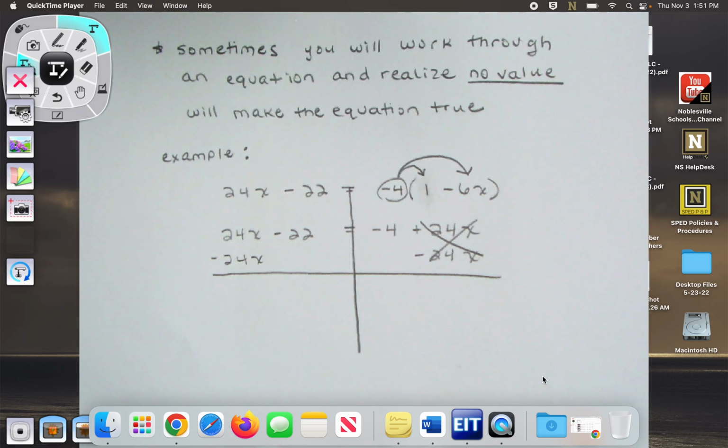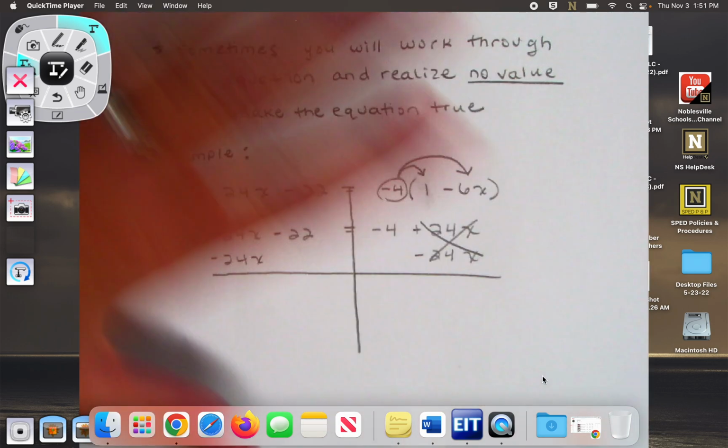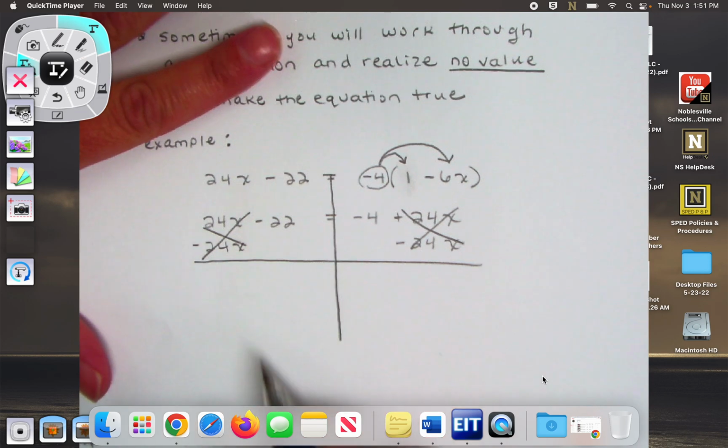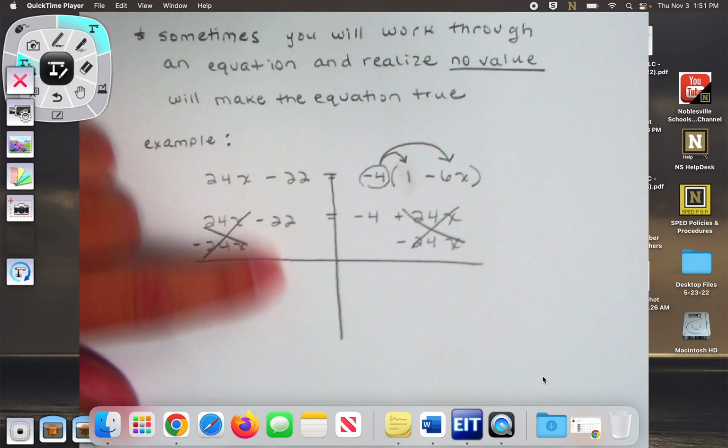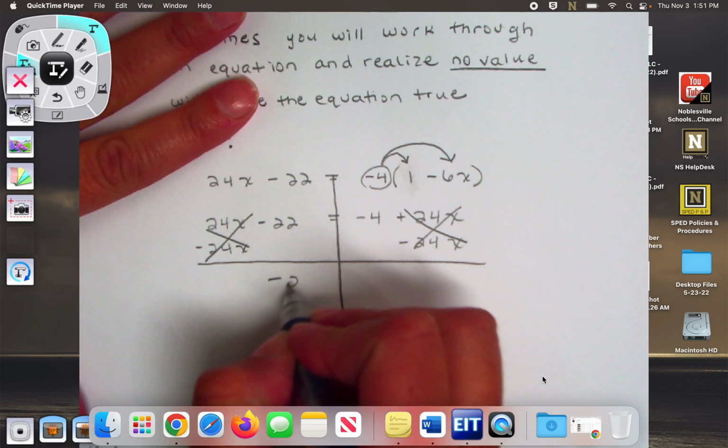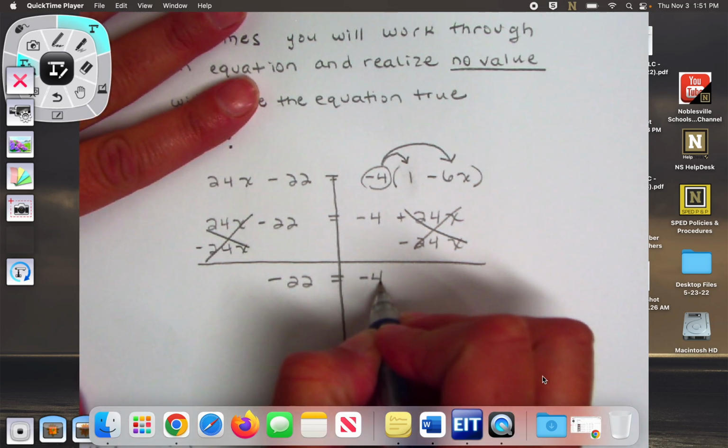Think about if it was like 24 candy bars, and I threw 24 candy bars away. How many do I have left? None. I have nothing. There's no candy bars, right? So this is gone as well. The whole thing. It's not 0x, it's just gone. So what I have left on this side is negative 22 equals negative 4.